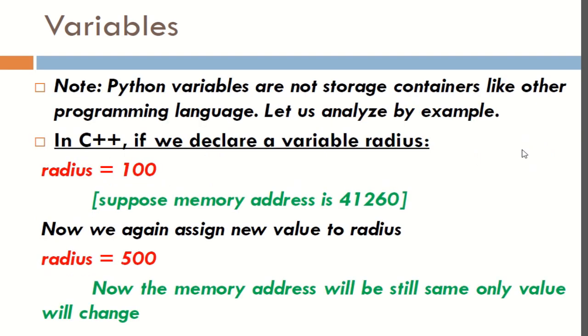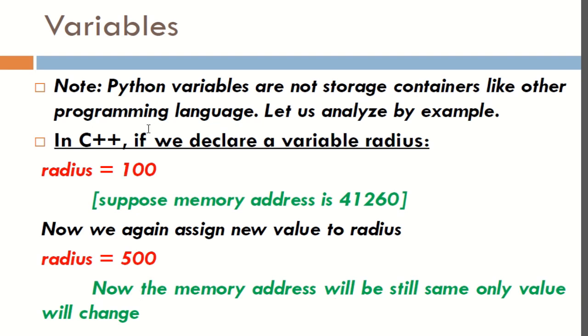Okay. Next, note: Python variables are not storage containers like in other programming languages. Let us analyze by example. Like in C++, if we declare a variable like radius = 100, suppose the memory address is this. Now we again assign a new value to radius, like radius = 500. Now the memory address will still be the same, only the value will be changed. Like in C++, you are storing, so the memory address is the same. In a computer, the address is where something you are storing is kept, no? So when you change the value in C++, the memory address does not change, it still remains the same.